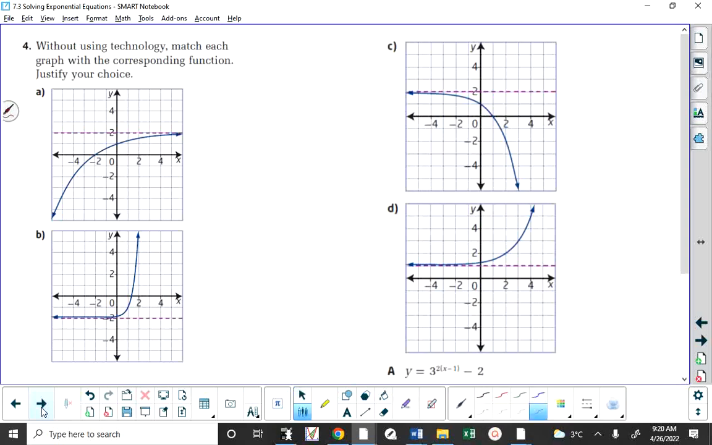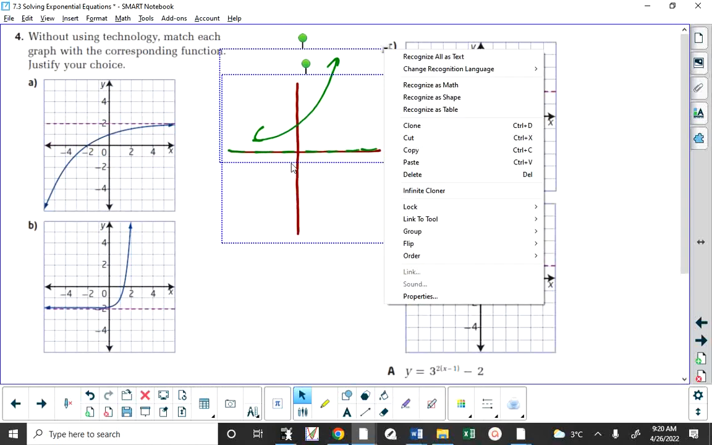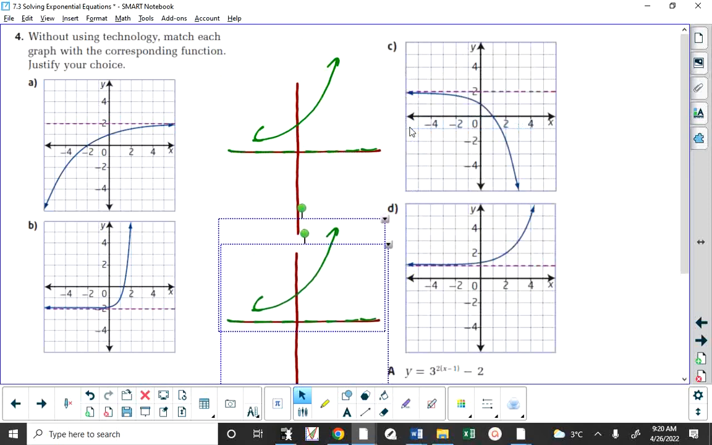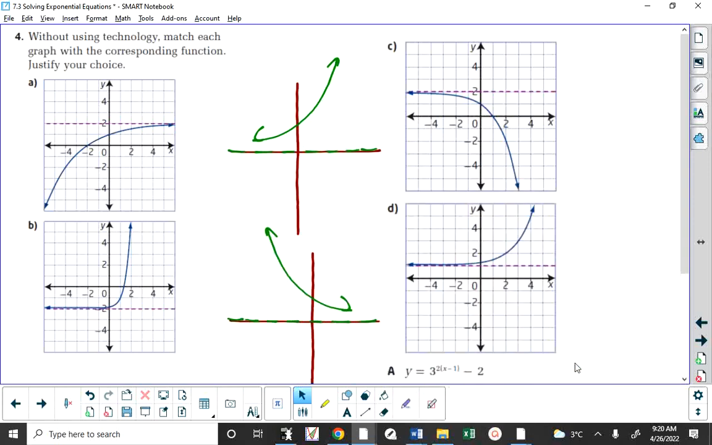exponential functions, generally speaking, before they're translated, generally speaking, exponential functions either look like that, if they are increasing, or look like that if they are decreasing. So, a couple of things I want you to note about these 2 exponential functions.